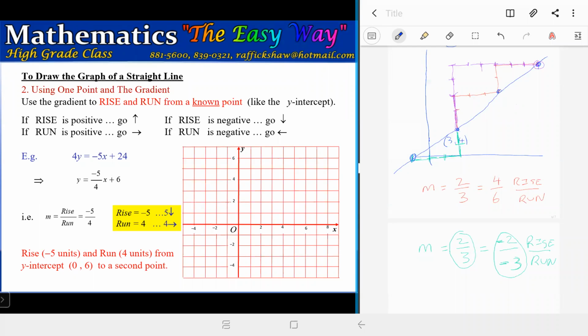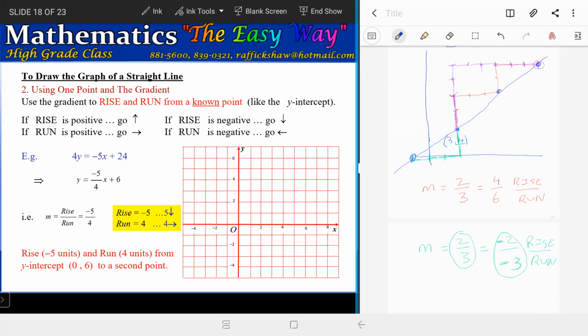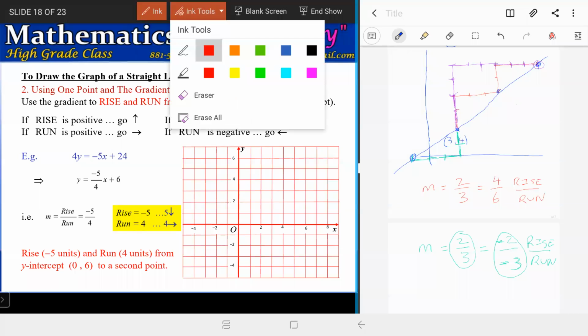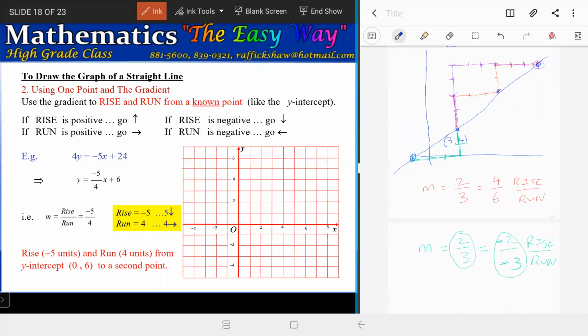Bam. See there? Rise negative 5, run 4. Let me demonstrate it for you on the slide, what I would do. I can do the run first, and no matter what, I can run 4, rise negative 5. Let me use a blue ink to do it on the slide right here. Watch this. This right here is the point that I know, my y-axis intercept. To get to another point on that line, I don't have to calculate anything. I rise 5 down, go down 5 units: 1, 2, 3, 4, 5, until this point right here.